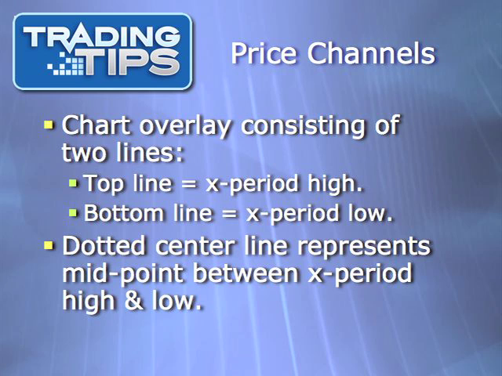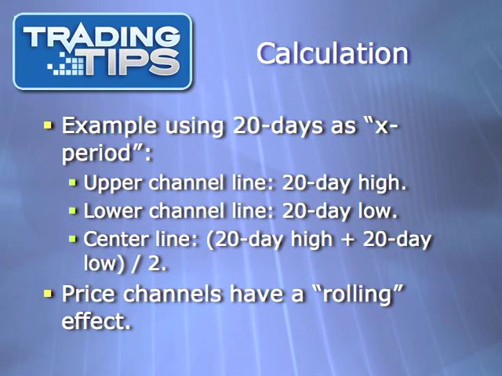In addition, price channels are usually accompanied by a dotted center line, which represents the midpoint between the X period high and the X period low. The calculation of price channels is straightforward. Once you determine what period you want to represent X, let's say 20 days, then the upper channel is set to the stock's 20-day high, the lower channel is set to the 20-day low, and the center line is set at the 20-day high plus the 20-day low divided by 2.